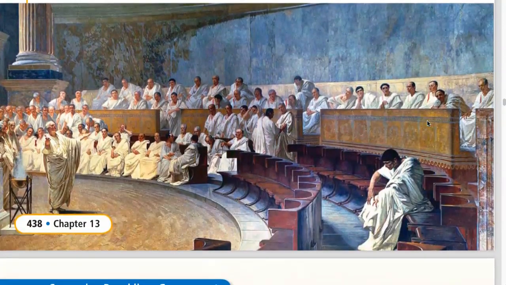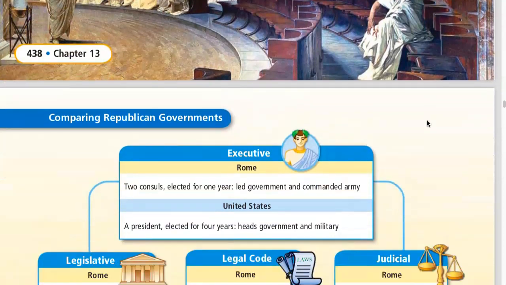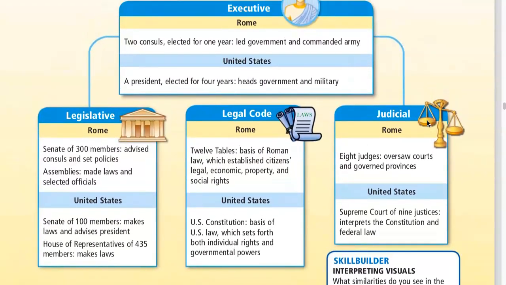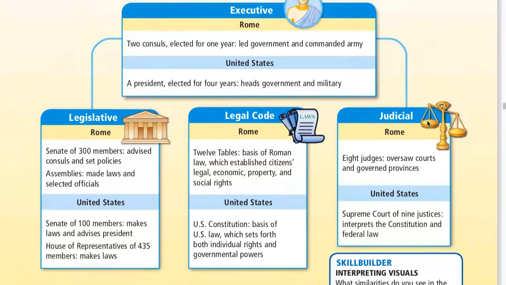Here's a picture of the Senate. And we have a very useful text box, which does not all fit on this page at one time. You do have a copy of this PDF also in Schoology. With the branches, though, we compare Rome and the United States, and this really is very important.